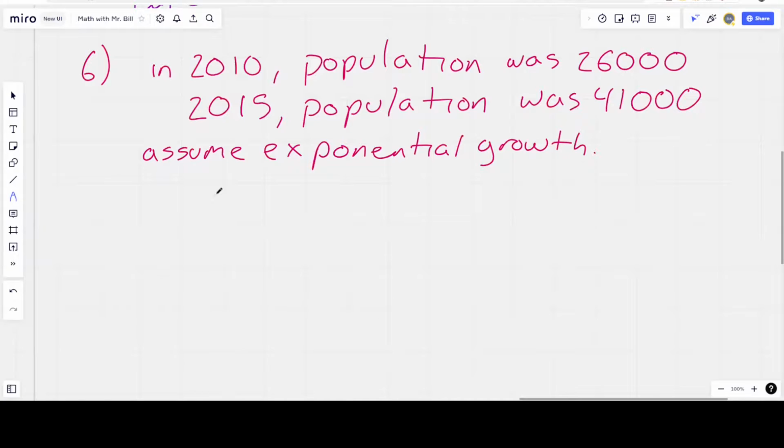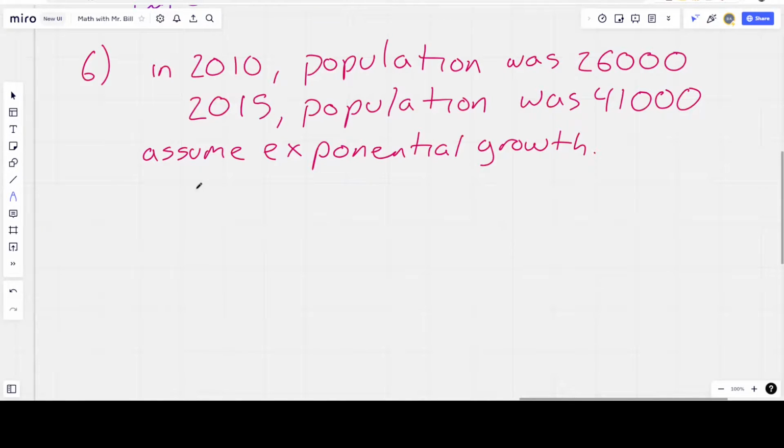So we're given two different points of data. We're told in 2010 that a population of something was 26,000, and in 2015 the population had grown to 41,000. And although the problem doesn't say it, I'm assuming that we have exponential growth.